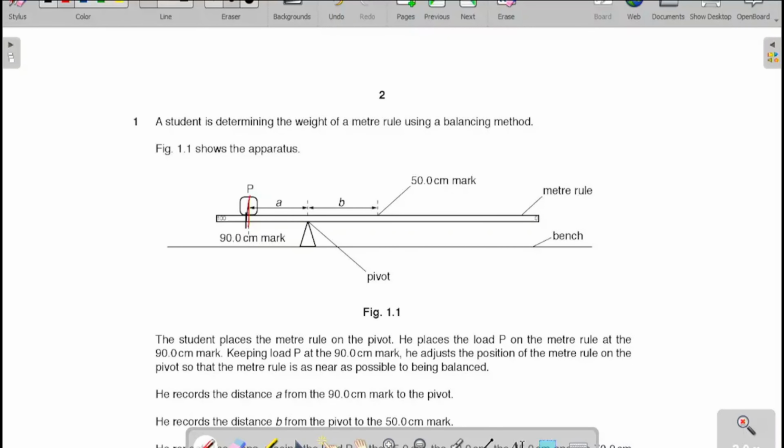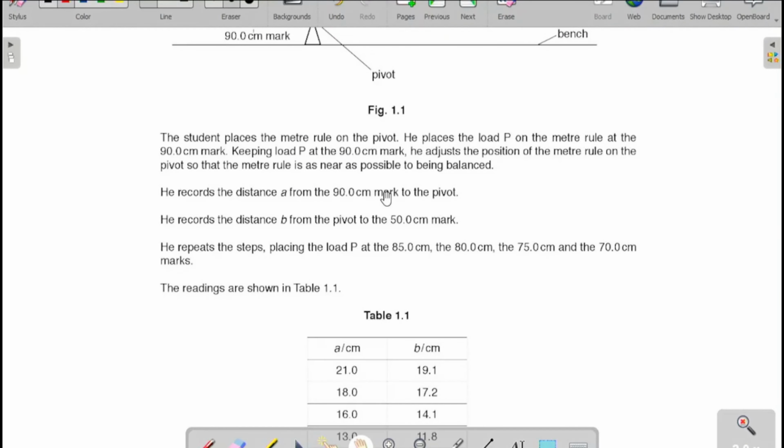He records the distance A from the 90 cm mark to the pivot. This is the distance here from the 90 cm mark to the pivot. He records the distance B from the pivot to the 50 cm mark, and that is the distance you have here to the 50 cm mark.